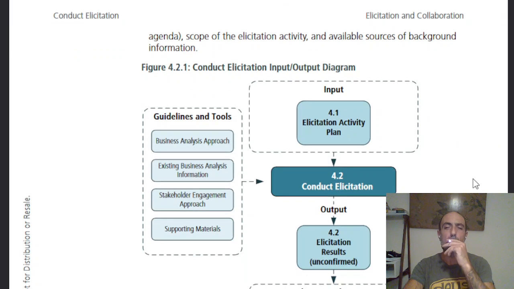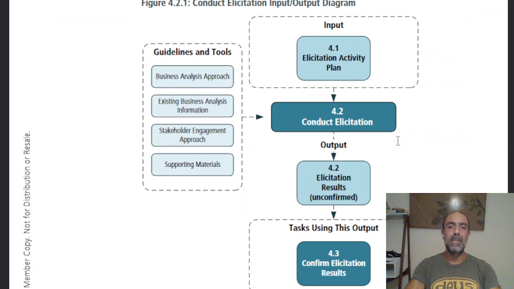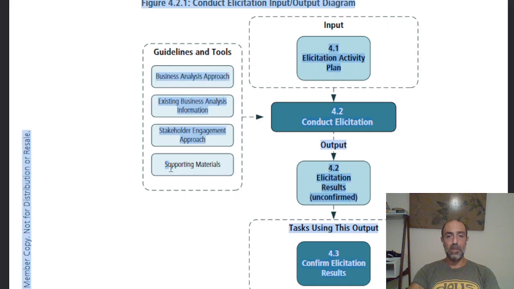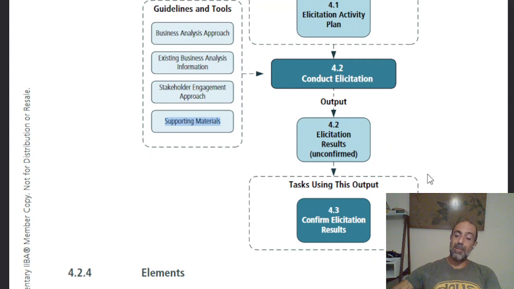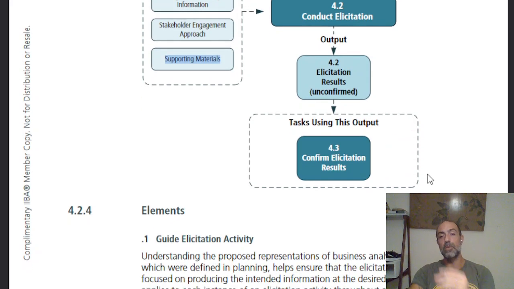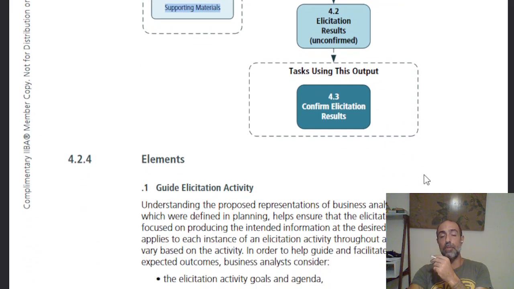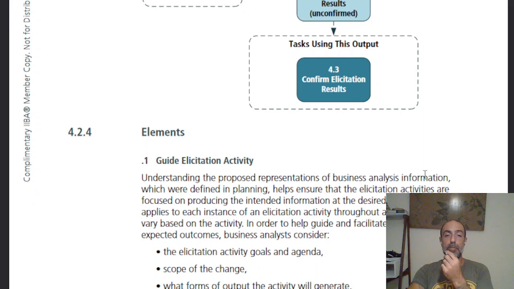Nice. So this is the chart. While we're conducting the elicitation based on the plan that we have, we basically have our tools, our business analysis approaches, our existing business analysis information, our guidelines, stakeholder engagement approach is a guideline, and supporting materials. Depending, supporting materials could be tools or guidelines as well. The output is the unconfirmed elicitation results. Why unconfirmed? Because you have to sit and discuss them with actual stakeholders. And whatever we do here is basically what needs confirmation. So it goes to 4.3, which is confirming elicitation results.